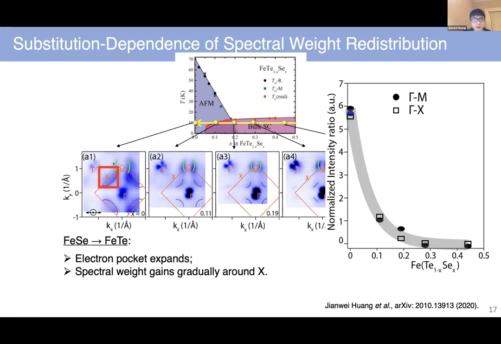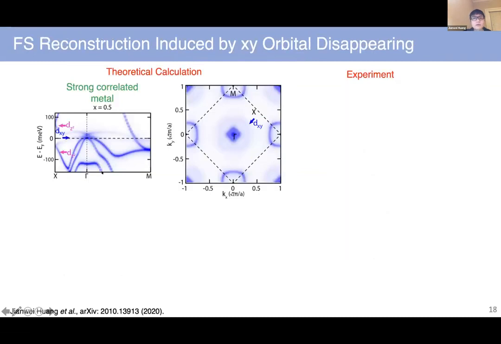So then here is the question. Where does this spectral weight come from? Our theory collaborators have done these calculations based on this U1 slave spin theory on this multi-orbital Hubbard model.